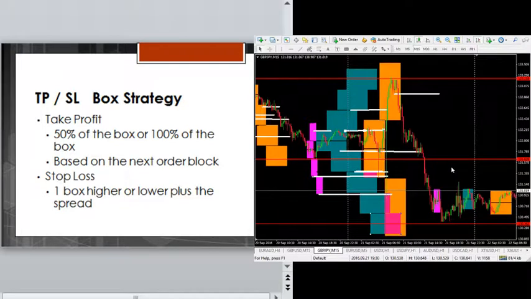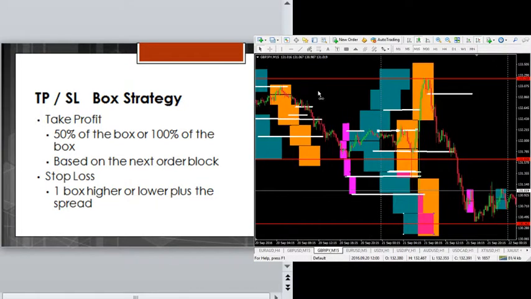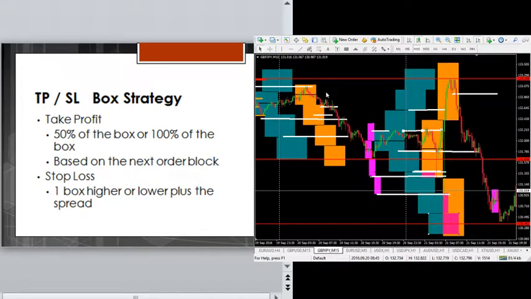So guys, this is the simplest way of how you trade the boxes. So you are using breakout and retracement strategies to trade your boxes. And again, your stop losses will be, if you're going to consider a sell here, your stop loss will be here, plus the total number of spread.